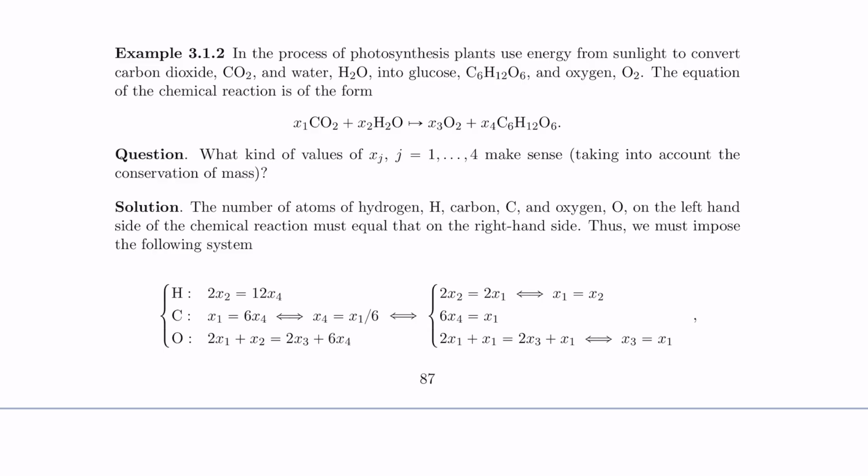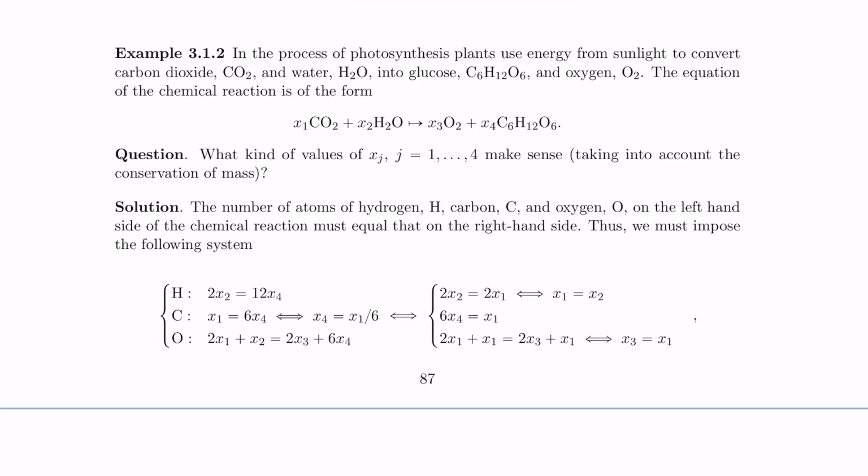Of course, what we have to do is to impose that the number of atoms of hydrogen, carbon, and oxygen on the left-hand side of the chemical reaction of photosynthesis is equal to that on the right-hand side. Let's deal with each element separately. We start with hydrogen. Notice that here we have 2 atoms of hydrogen multiplied by X2. So we write 2X2, and on the right-hand side we have 12 atoms of hydrogen multiplied by X4. So we have to write 12X4. In the case of carbon, we must write X1 alone equals X4 times 6.